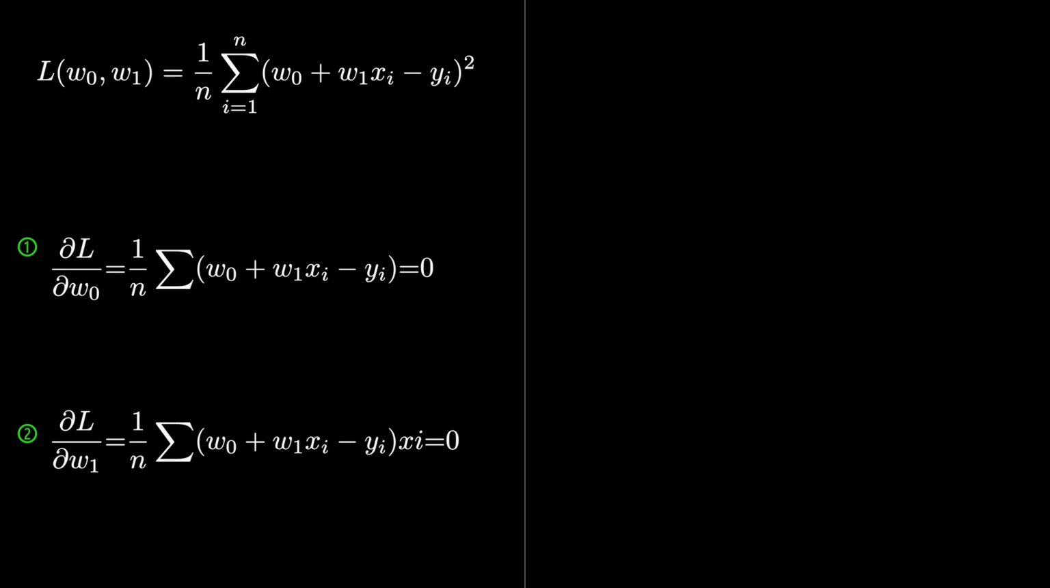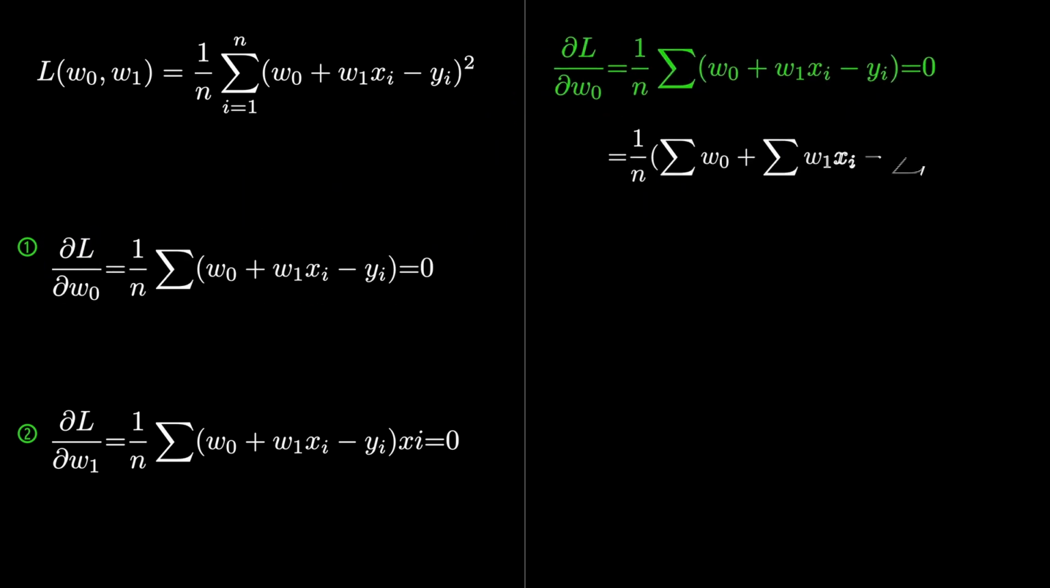At this point, since xi and yi are just the data values, you might think, I can just solve this as a system of equations. But let's go a bit further to see what intuition we can gain. Let's start with the simpler case, the partial derivative with respect to W0. We can distribute the summation over each term.